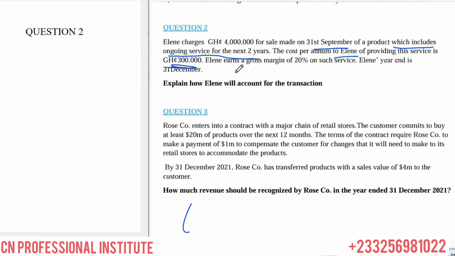300,000. The cost per annum. Ellen earns a gross margin of 20% on such service. Ellen's year end is 31st December. Explain how Ellen will account for the transaction.